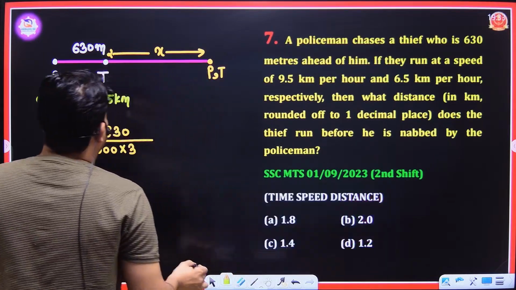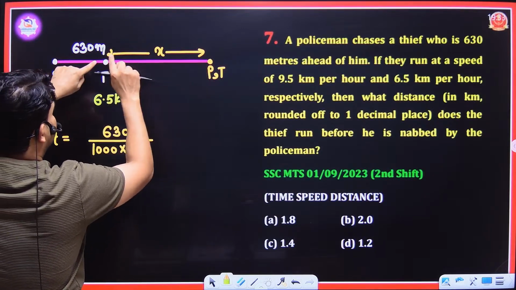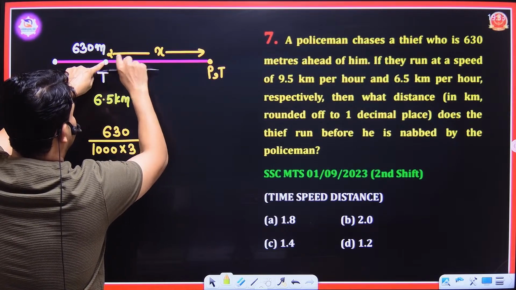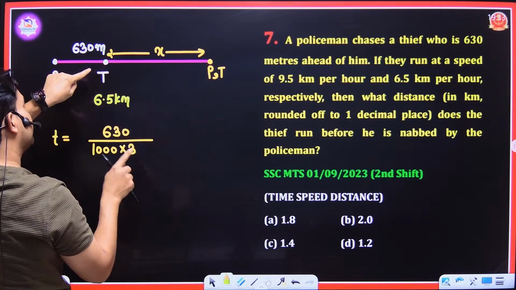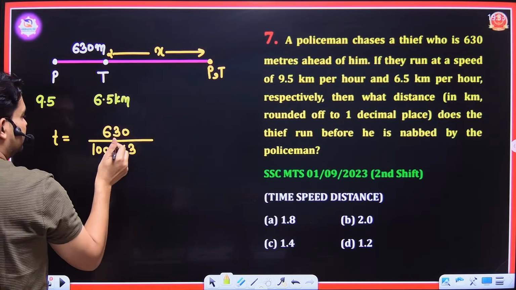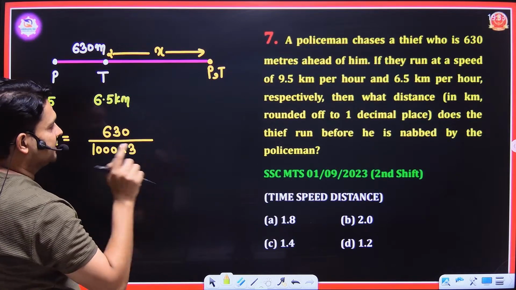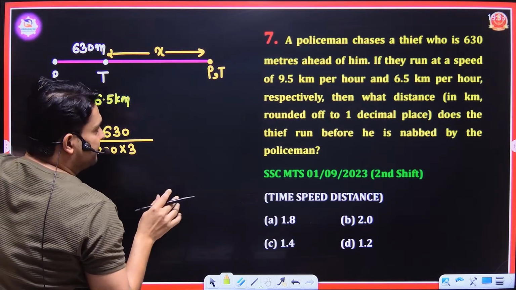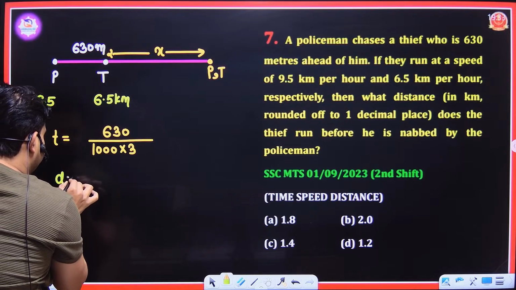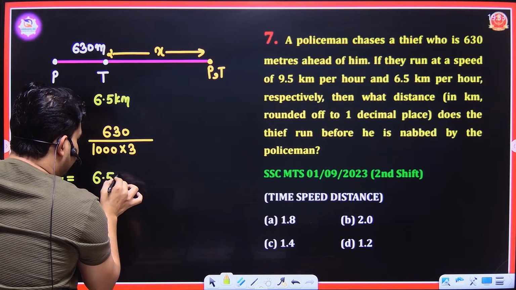See, this one is the time the policeman will run from here to here, and the thief will run from here to here in the same time. Both the times are the same, so this is the time taken by the thief. And what is the speed of the thief? That is 6.5 kilometer per hour. So the distance will be speed into time.